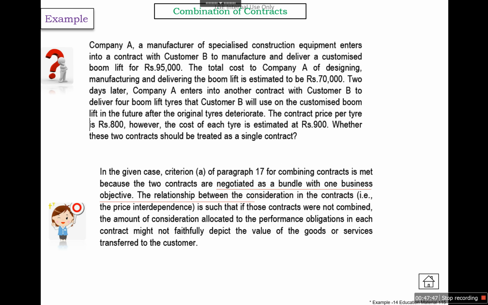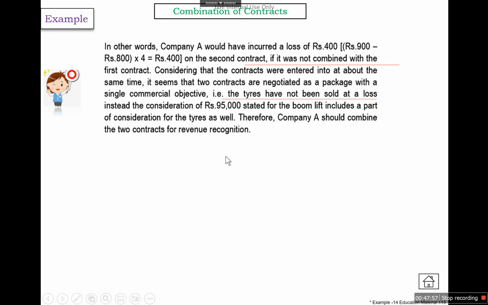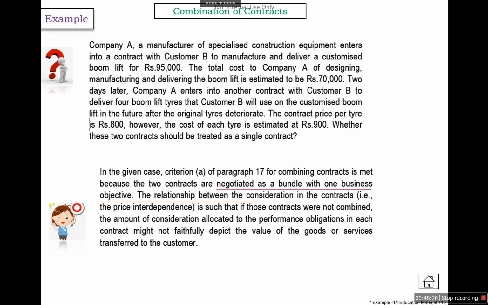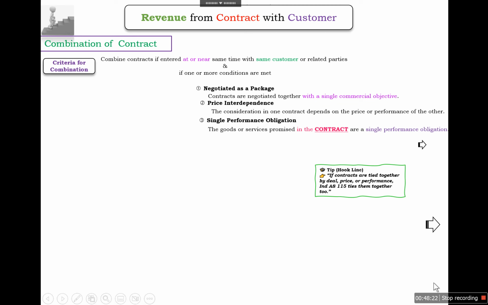So if we look, although there are two contracts, they are negotiated as a bundle with one business objective. So we should combine them. Company A would have incurred a loss of 400 if it was not combined with the first contract, and the tire would not have been sold at a loss of 400. So the intention was a negotiated package. So we should combine this contract.